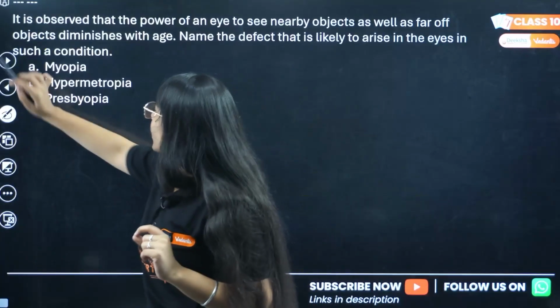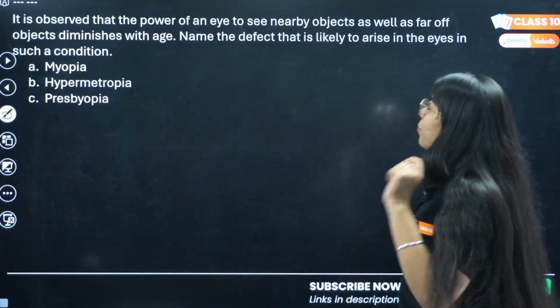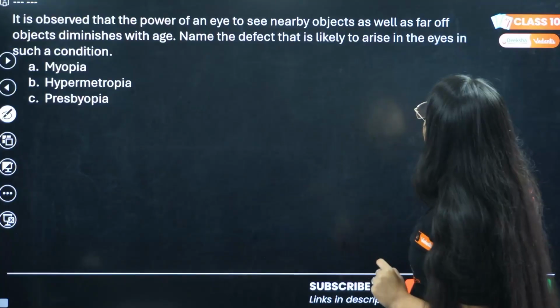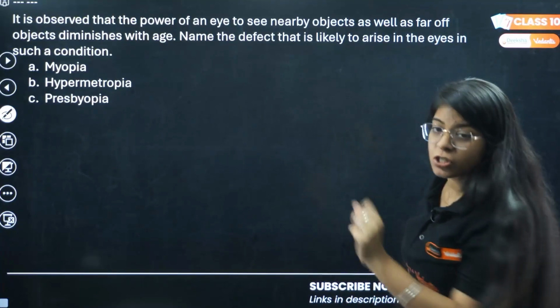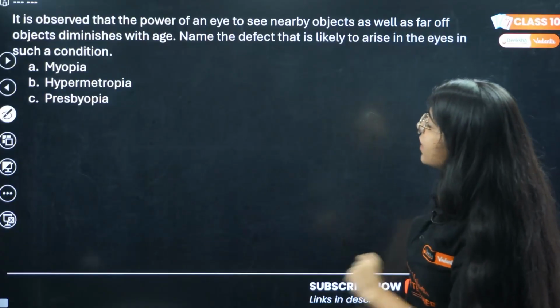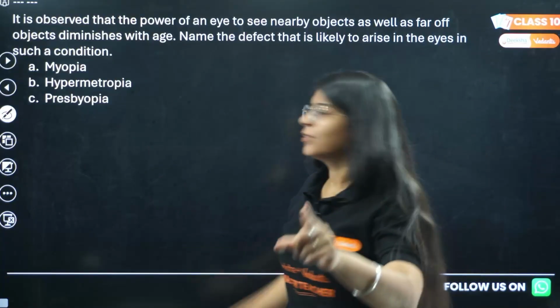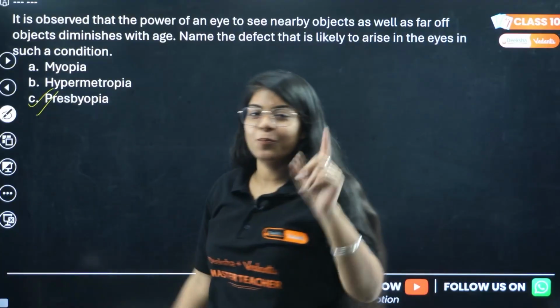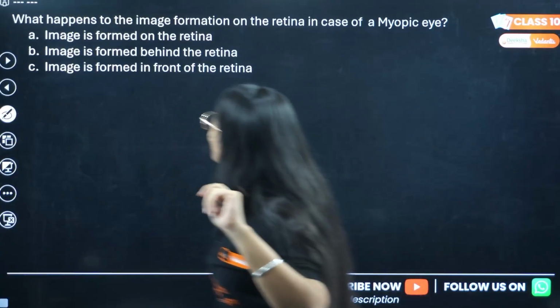Then, next question for you. It is observed that the power of an eye to see nearby objects as well as far off objects diminishes with age. Name the defect that is likely to arise in the eyes in such a condition. No, that's not homework. It's simply presbyopia. We all know that.